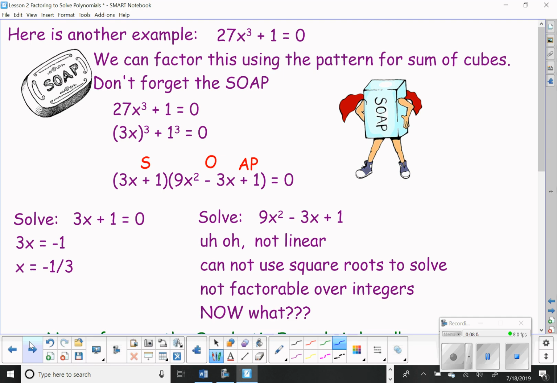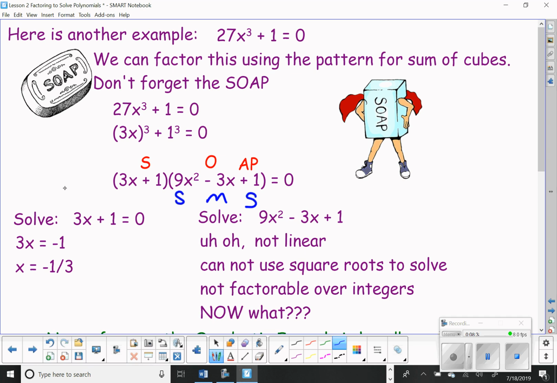Other than that, it's the cube roots. Then it's squared, multiplied, squared. And again, you don't care about pluses and minuses because you use SOAP. So the 27x cubed plus 1, the cubic root is 3x, the cubic root of 1 is 1. Now, if I square 3x, I get 9x squared. If I multiply 3 times 1, I get 3x. If I square 1, I get 1. Squared, multiplied, squared. Same, opposite, always positive.